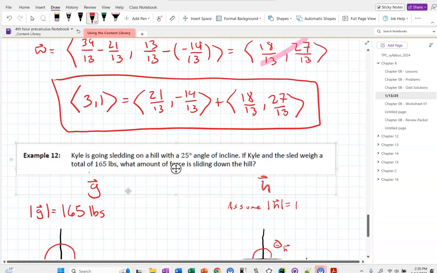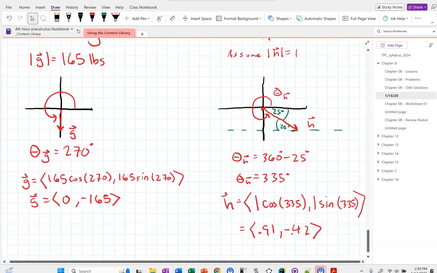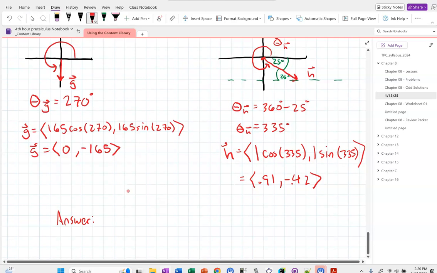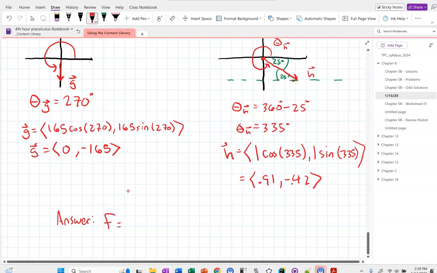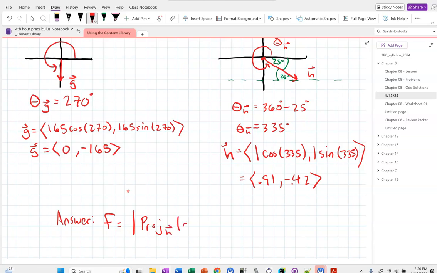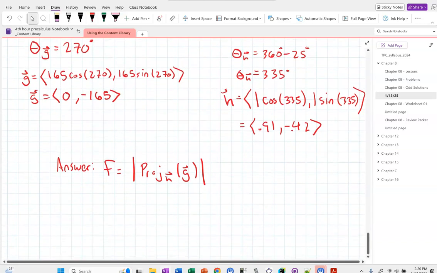And now the answer to my question, what I need to find to answer how much of that force, or what amount of force, is sliding down the hill, is I need the magnitude. Let's just say F is equal to the magnitude of the gravity vector projected onto the hill vector. So far, so good? Okay.